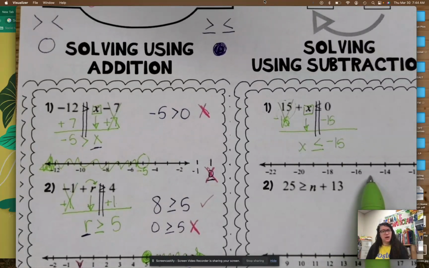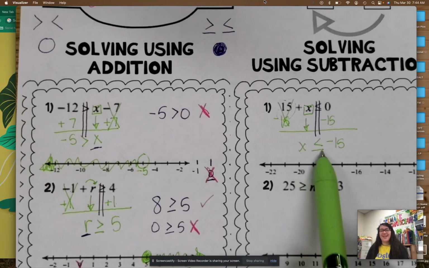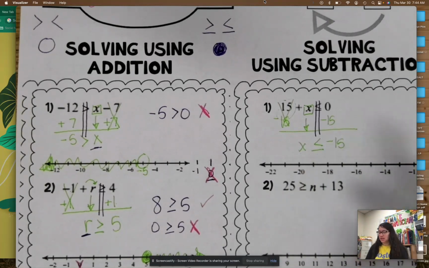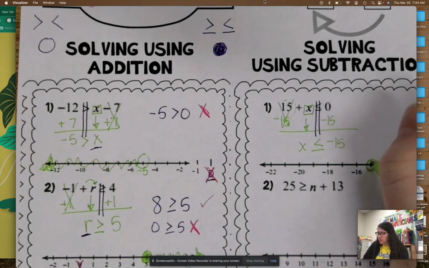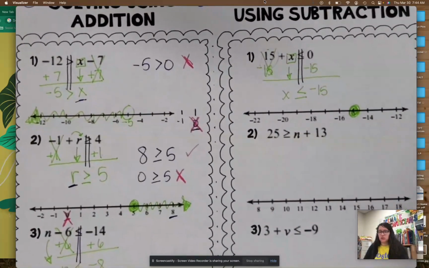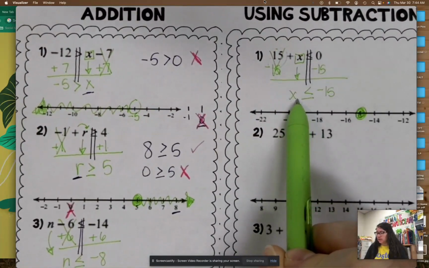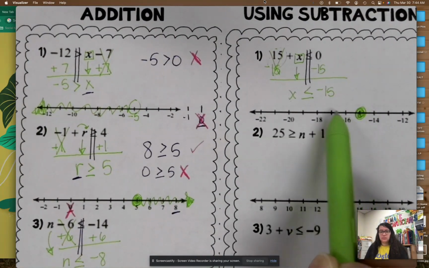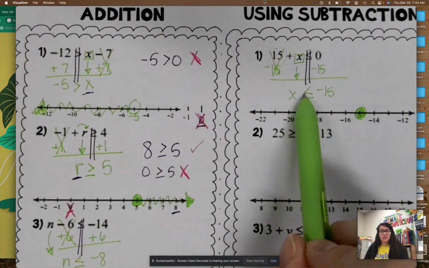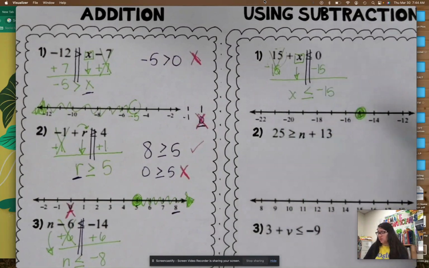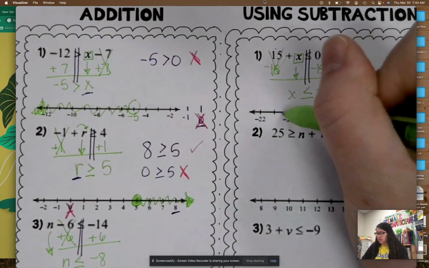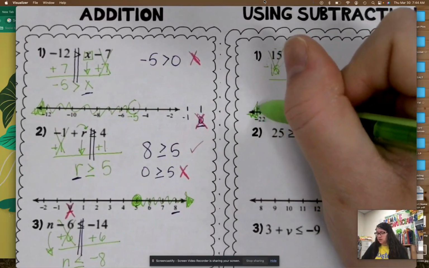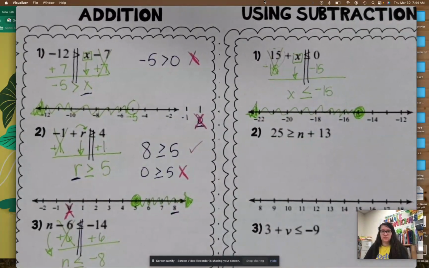Close circle. Why? Because of the line. When we see the line underneath, that tells us we need to have a closed circle. Closed circle. And then do I want x to be numbers that are smaller than negative 15 or bigger than negative 15? Smaller. The point shows whatever side is smaller. I want my numbers to be smaller than negative 15. So I'm going to shade to the left.